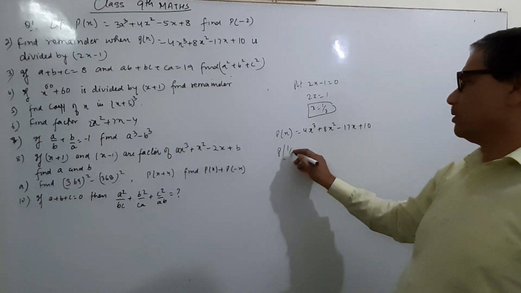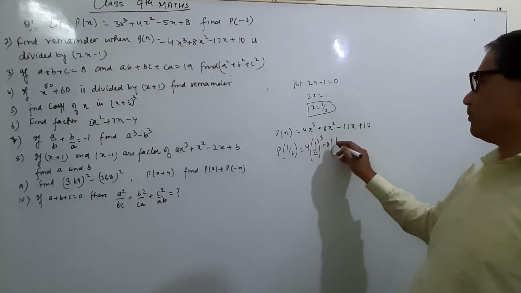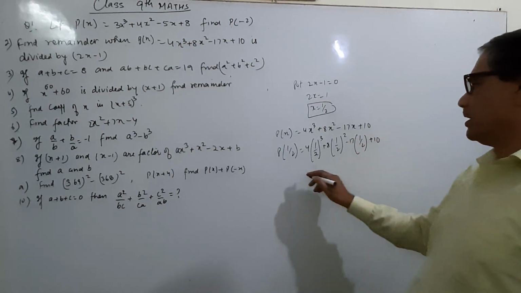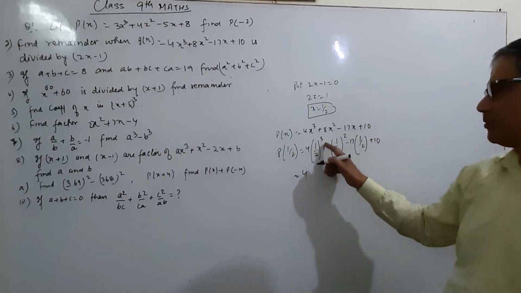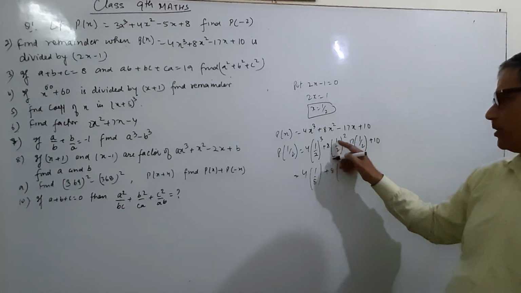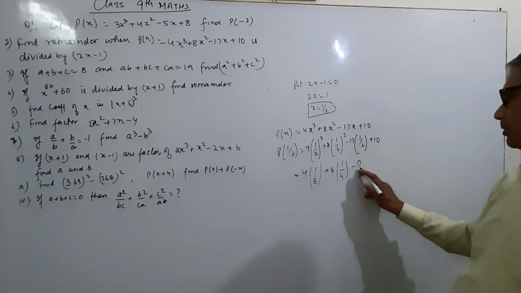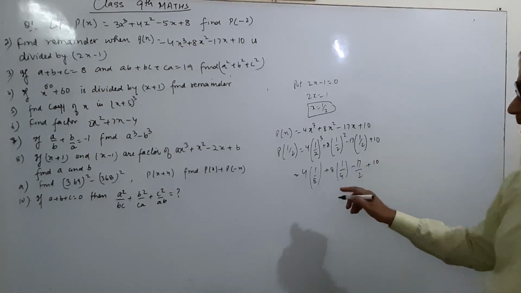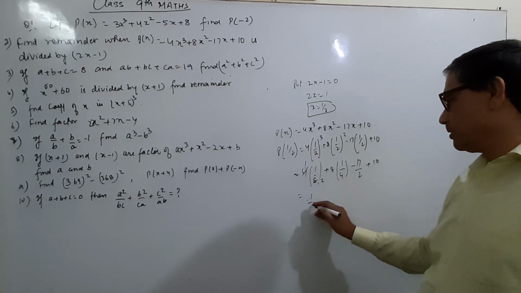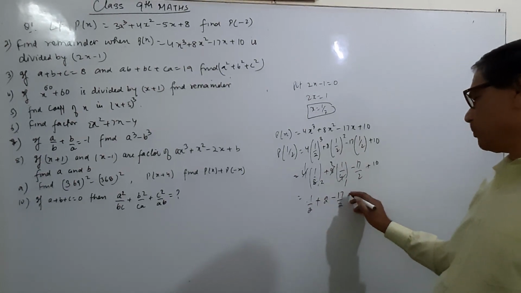P(1/2) is equal to 4 times (1/2) whole cube plus 8 times (1/2) square minus 17 times 1/2 plus 10. Here 1 cube is 1, 2 cube is 8, so 4 into 1 by 8, put in brackets first, plus 8 times 1 square over 2 square, which is 4, minus 17 upon 2 plus 10. That will be 4 upon 8, which is 1 by 2, plus 8 upon 4, which is 2, minus 17 upon 2 plus 10.